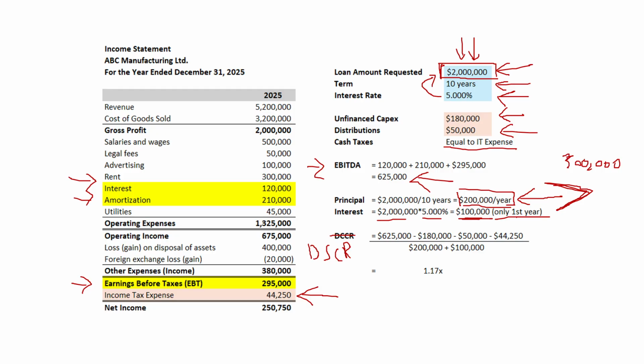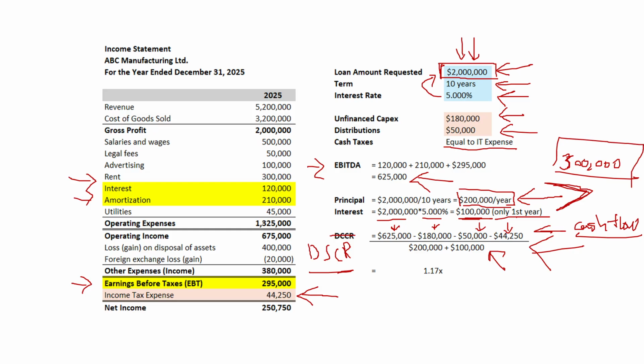Okay, so we have 300,000. And then take a look at this down here. This is putting everything together. We have EBITDA minus the unfinanced capex minus the distributions minus the cash taxes. Okay, so that's the numerator. This stuff is cash flows. That's really ugly, but you know what I'm getting at. And then the bottom, like we said, is the 300,000 here for principal and interest.